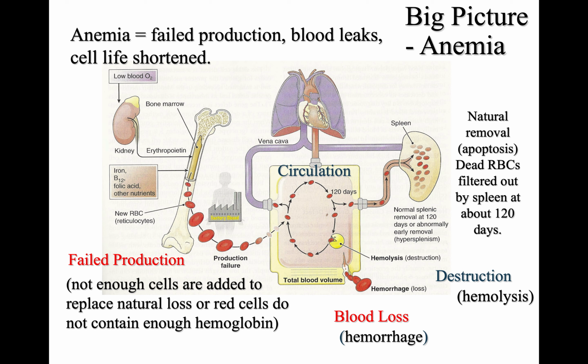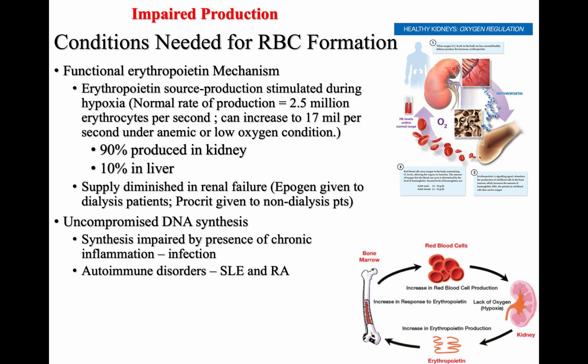Impaired production are conditions needed for red blood cell formation. We know we need the functional erythropoietin. We need that hormone mechanism going on from the kidney. And you can read there, 90% is produced in the kidney, 10% in the liver. So if we have kidney damage and liver damage, we're in a lot of trouble with anemia.